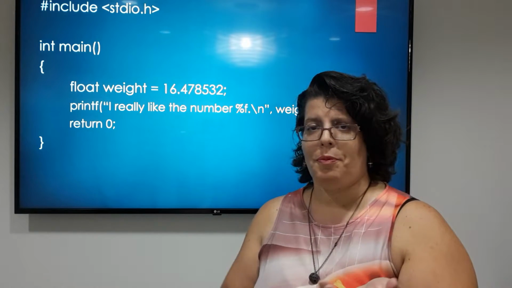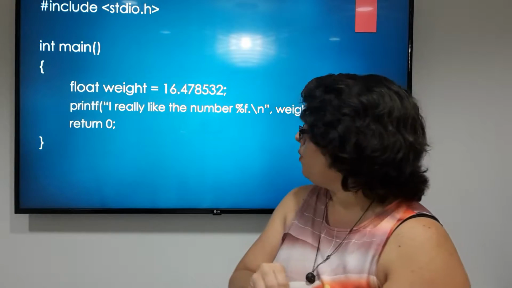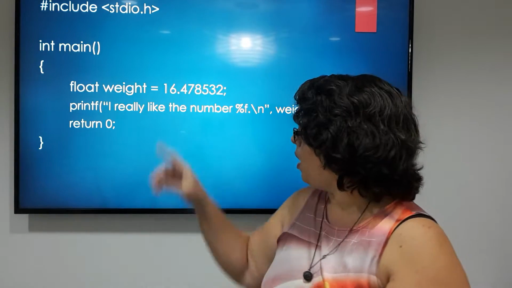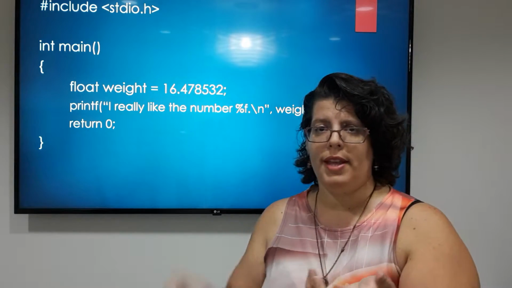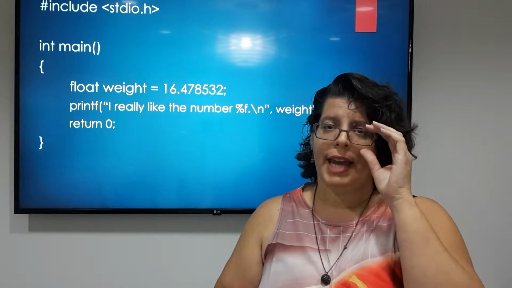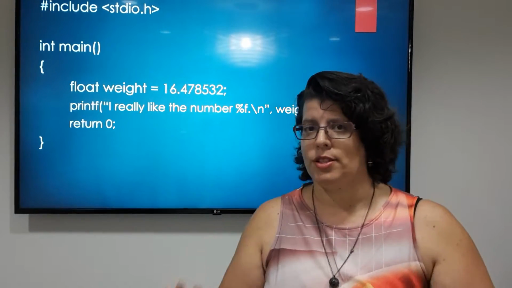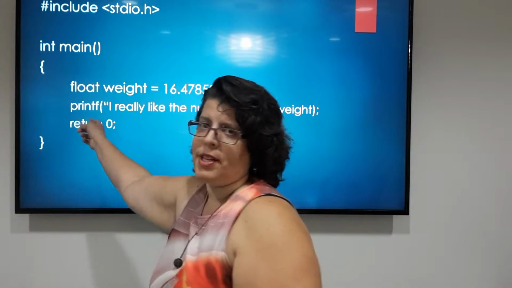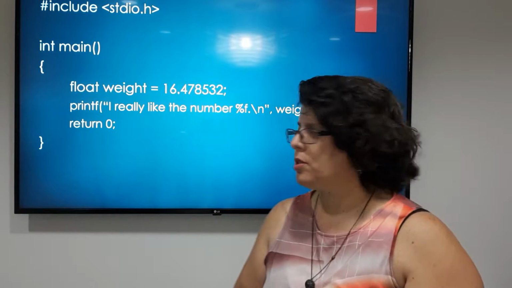So I have a new float. I put in that 16.478 number, that big long number. I put it inside of my variable called weight. So I have a variable called weight, and I got that number in it. Now I have a sentence where I'm going to use a sentence to show that value on the screen. I start off with printf. Printf's the command that we do to show that on the screen.